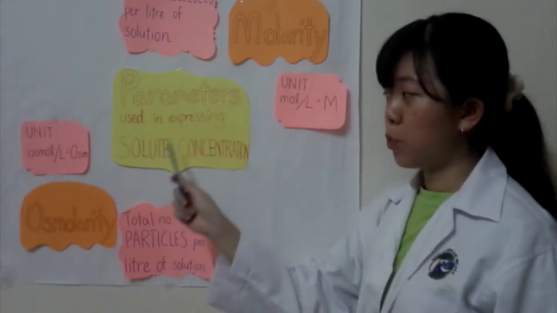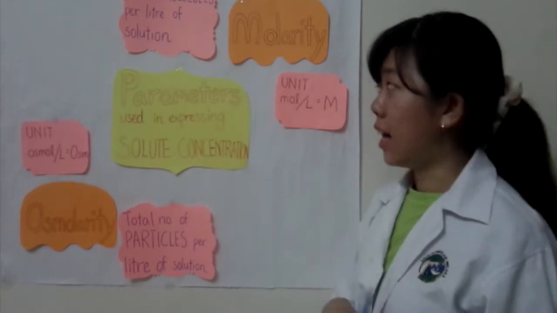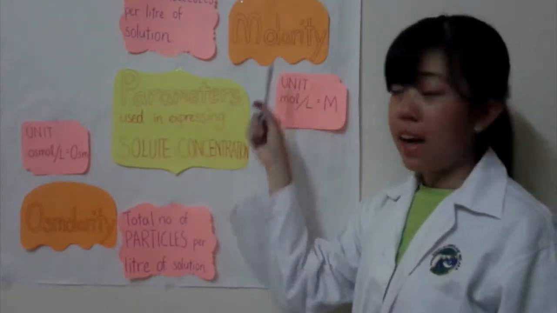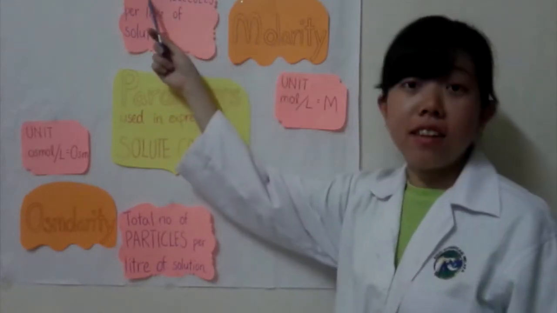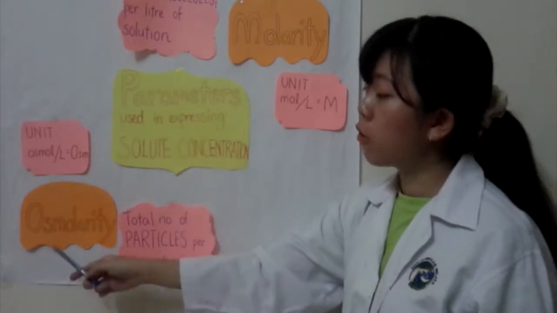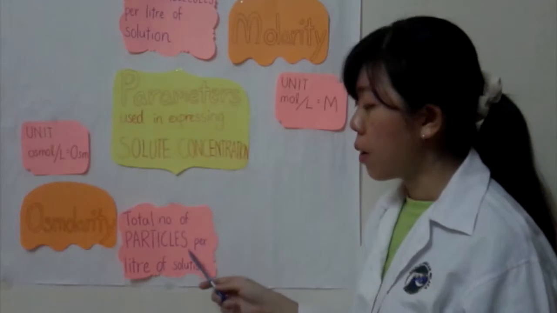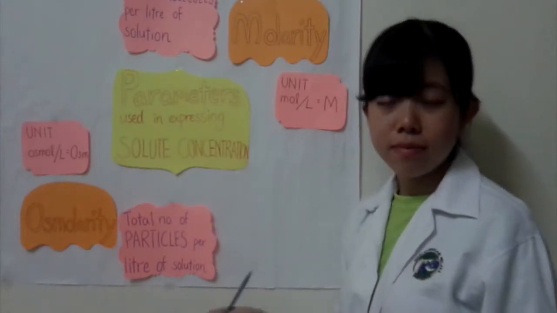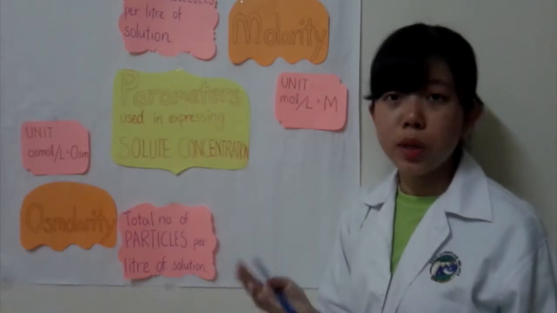There are two parameters used in expressing solute concentration, that is molarity and osmolarity. Molarity is the number of molecules per liter of solution, while osmolarity is the total number of particles per liter of solution. Sounds the same. So how to differentiate between these two?